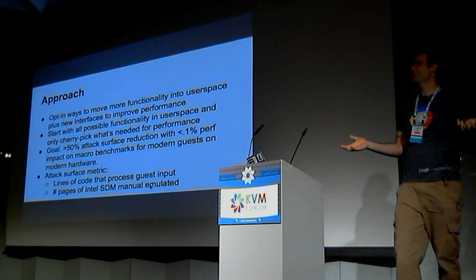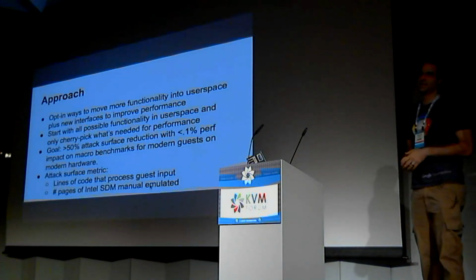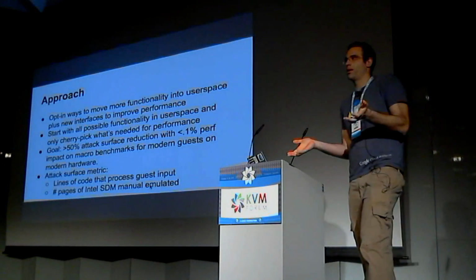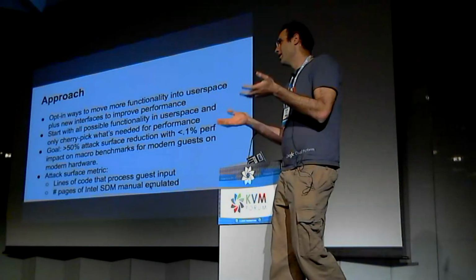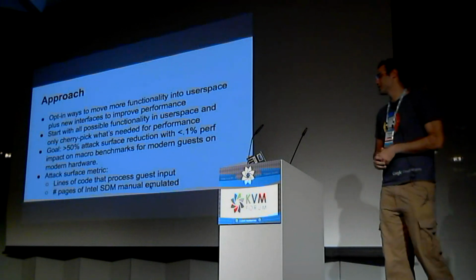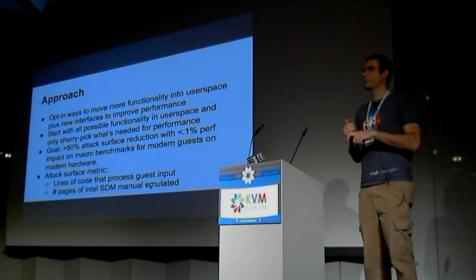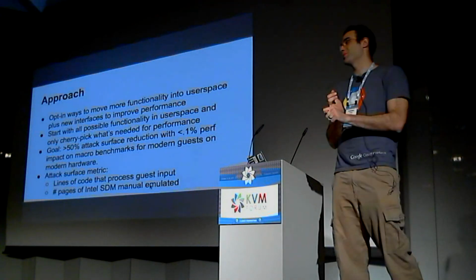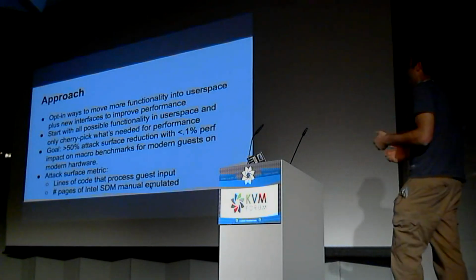The other metric that I like is the number of pages of Intel manual that are emulated, just because that's a pretty good measure of complexity, right? It's not just lines of code that we really care about. We want to take things that are complicated, things that are difficult, and move them from the kernel to user space. I've seen people use the number of mem copies and array dereferences as well, just because those tend to be where security vulnerabilities are.